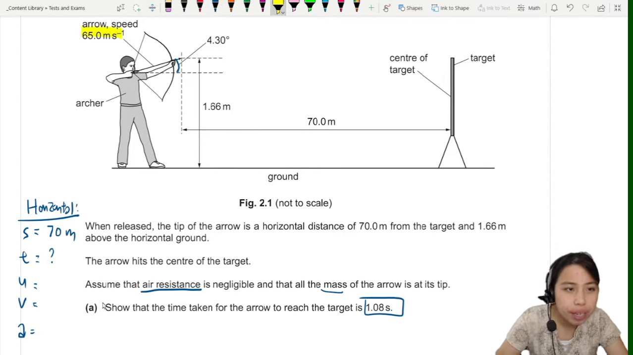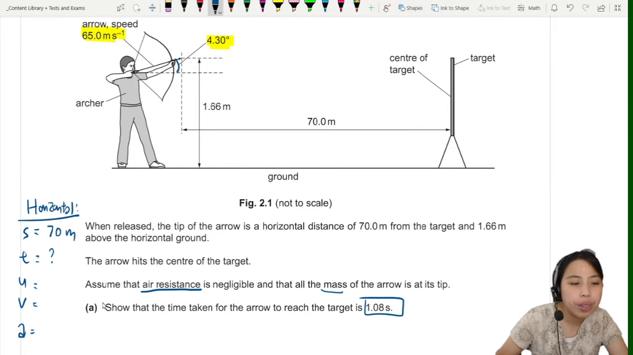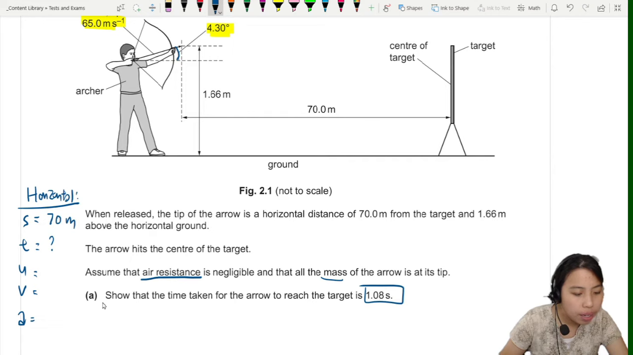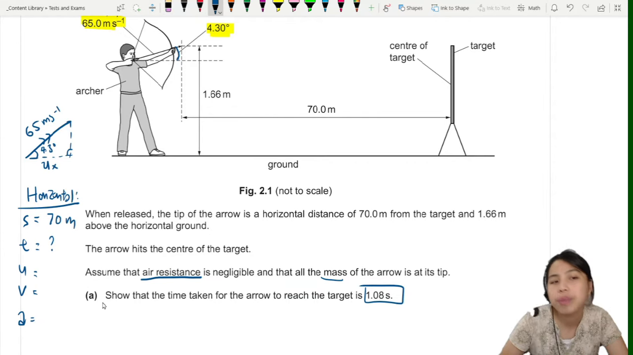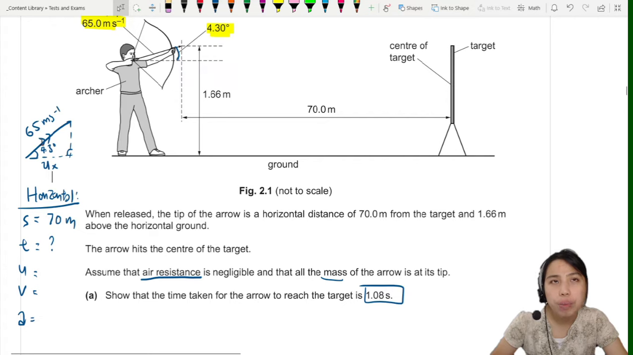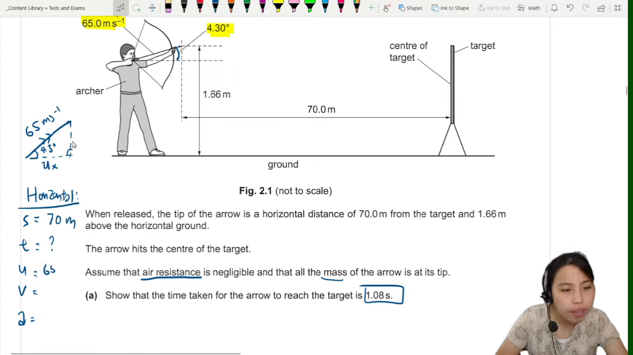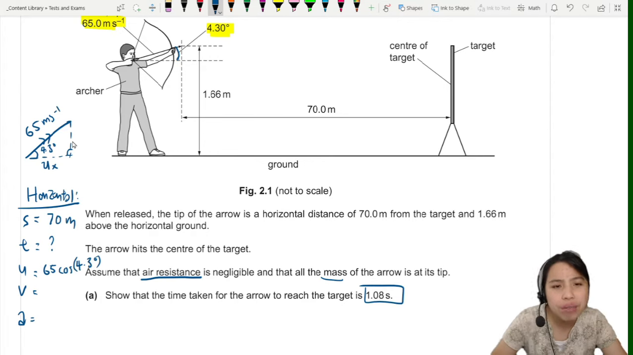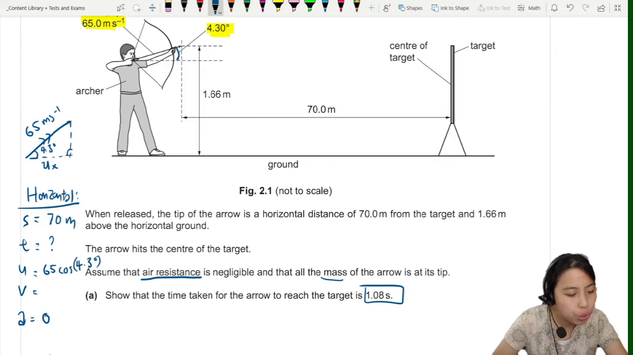Because of the initial speed and the angle that they gave me. So, let's draw a little triangle here. We want to find this horizontal component of velocity. You launch it at 65 meters per second at an angle of 4.3 degrees. So your horizontal velocity is this ux over there, which is adjacent over hypotenuse, cosine. So we go 65 cos 4.3. Final velocity, I don't know. Acceleration, horizontal? Zero. So it looks like we have enough information to use SUVAT for the horizontal.